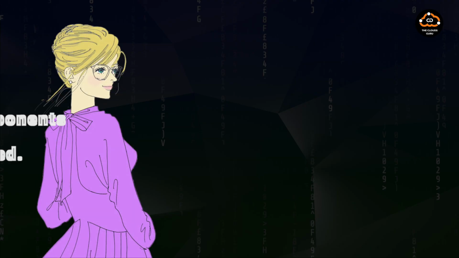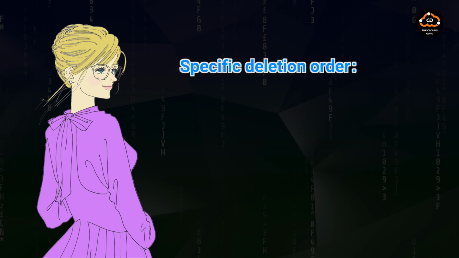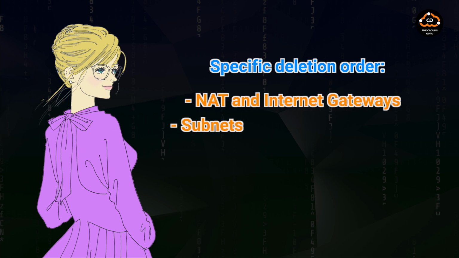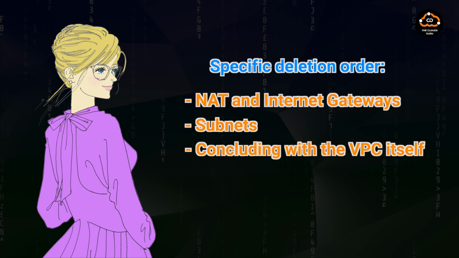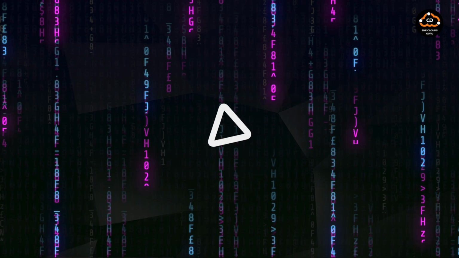In the tutorial, the systematic process of deleting a VPC and its components on the AWS console is thoroughly demonstrated. This video emphasizes the importance of following a specific deletion order, starting from NAT and Internet gateways, then subnets, and concluding with the VPC itself. This sequence ensures a seamless and error-free removal of all associated resources.